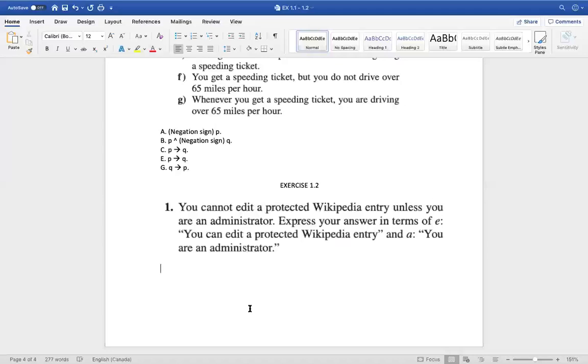Okay, so here we have again two propositions. One is E, which is you can edit a protected Wikipedia entry, and the other one is A, which is you are an administrator. Now we have to make this in propositional logic form. This statement: you cannot edit a protected Wikipedia entry unless you are an administrator. Here we also have a sort of dependency, that we need to be an administrator before we can edit the protected Wikipedia. So A is you are an administrator. If you're an administrator, then you can edit the Wikipedia. So A implies E.